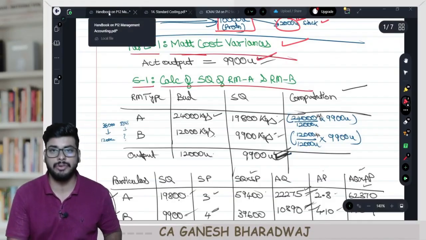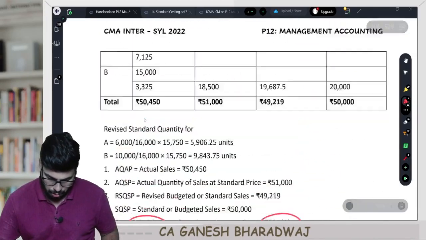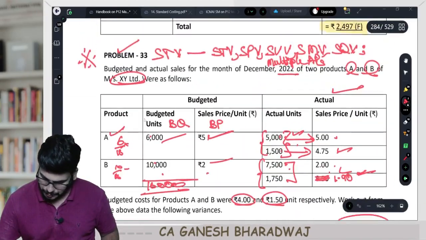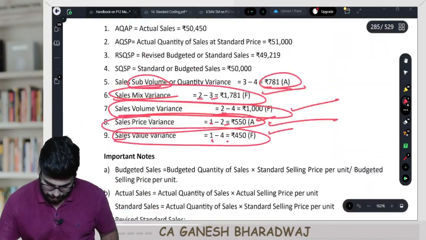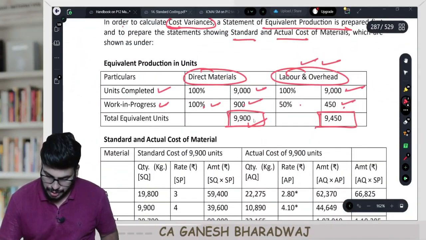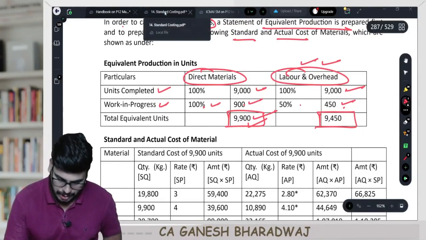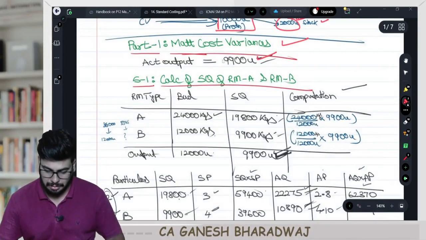9,900. Sir, how do you know? Just now we calculated and just now we saw, right? So how many equivalent units got produced by consuming the material cost? 9,900. Clear with this, guys? So 9,900 equivalent units got produced.